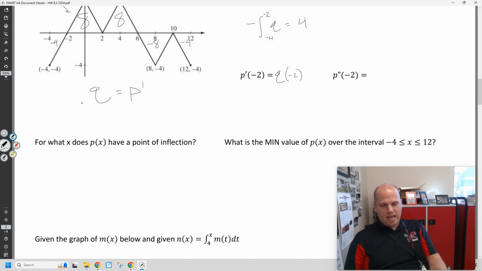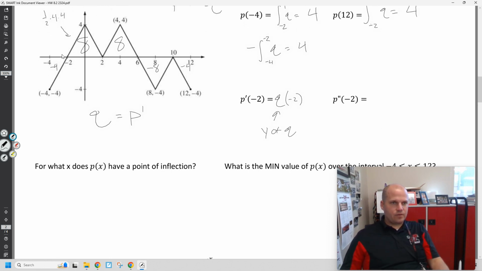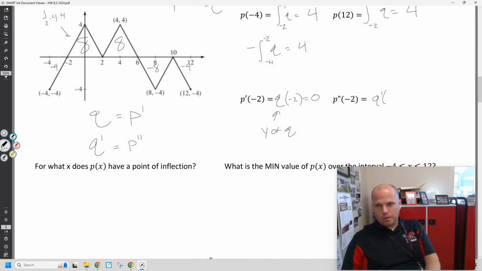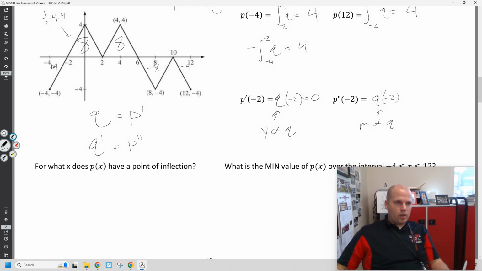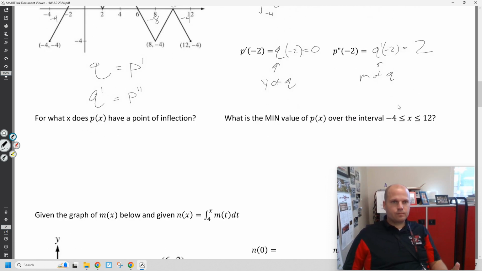You got to have it written down. Don't just do this all the time. This is the Y value of Q at negative 2 is 0. P double prime, therefore, would equal Q prime. So Q prime is the slope of Q at negative 2. I'm going up 4 over 2. So up 4 over 2 is 2.